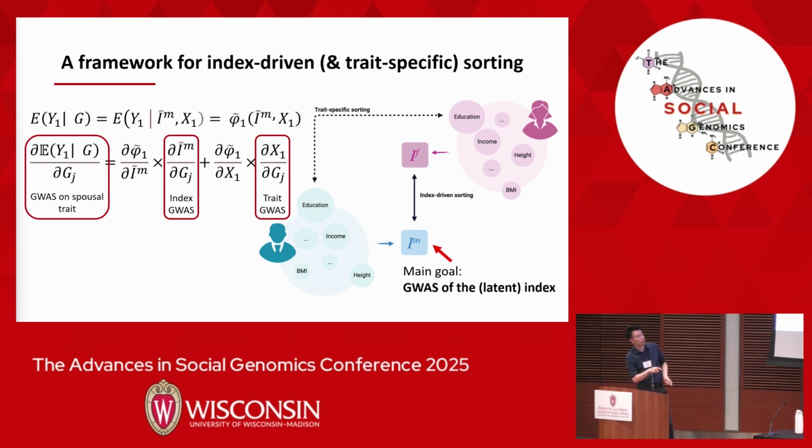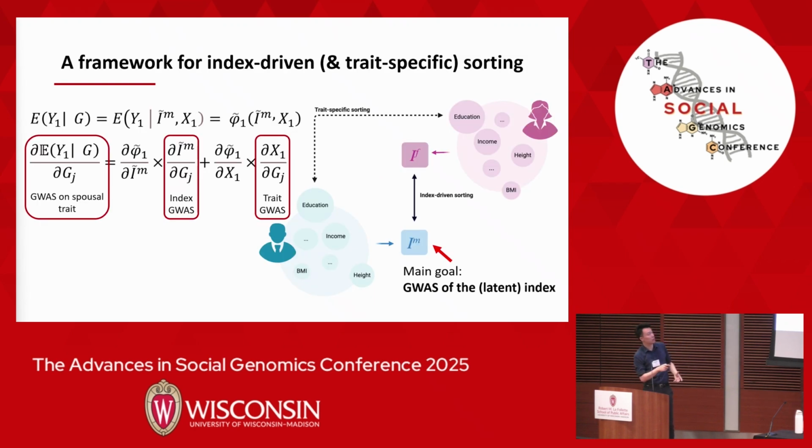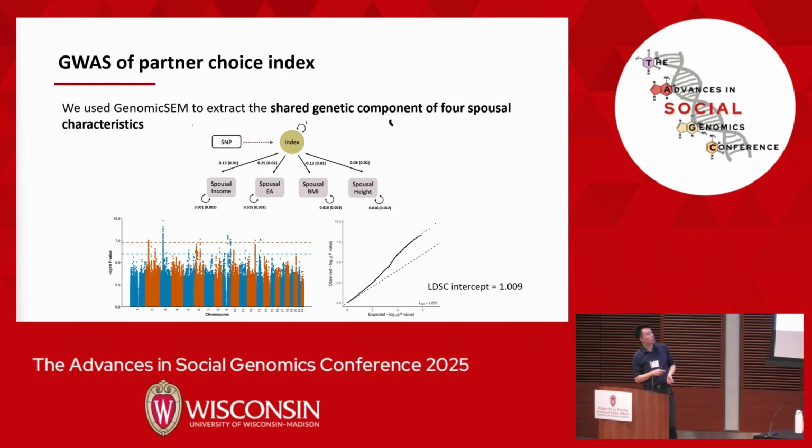If you work out the math, if you allow trait-specific sorting in addition to index-driven sorting, basically the GWAS on, for example, your partner's education will have a second component that's essentially trait-specific GWAS. So we have to modify the framework a little bit by doing GWAS on 4 different spousal outcomes, but then learn about the shared component across the 4 different outcomes. That is actually the index GWAS that we really want to obtain. So we did that. It's a GSAM application. We did the index latent factor GWAS for 4 spousal outcomes.